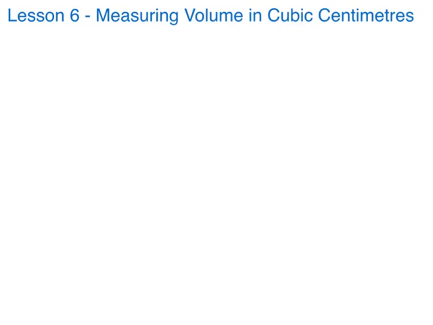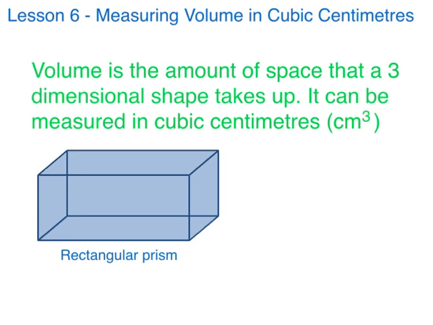Welcome to Lesson 6, Measuring Volume in Cubic Centimeters. Volume is the amount of space that a three-dimensional shape takes up. It can be measured in cubic centimeters. So here's an example of a three-dimensional shape. You might call it a box shape, but the correct mathematical term for it is a rectangular prism.